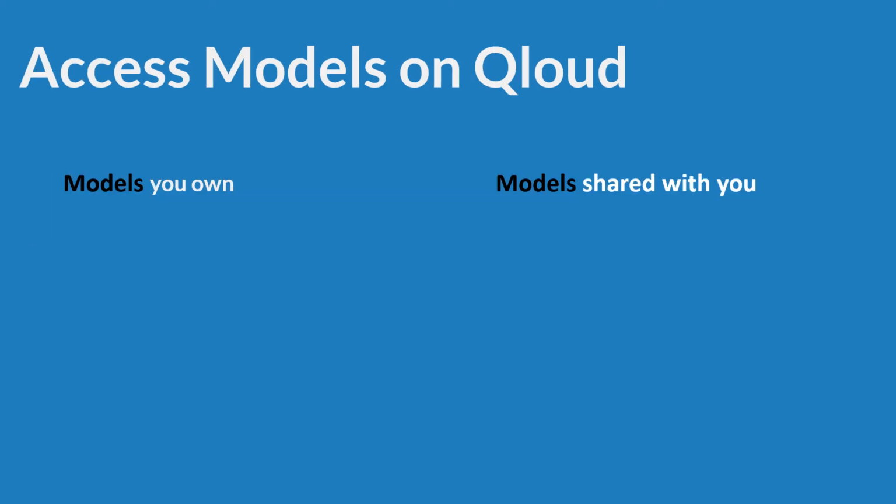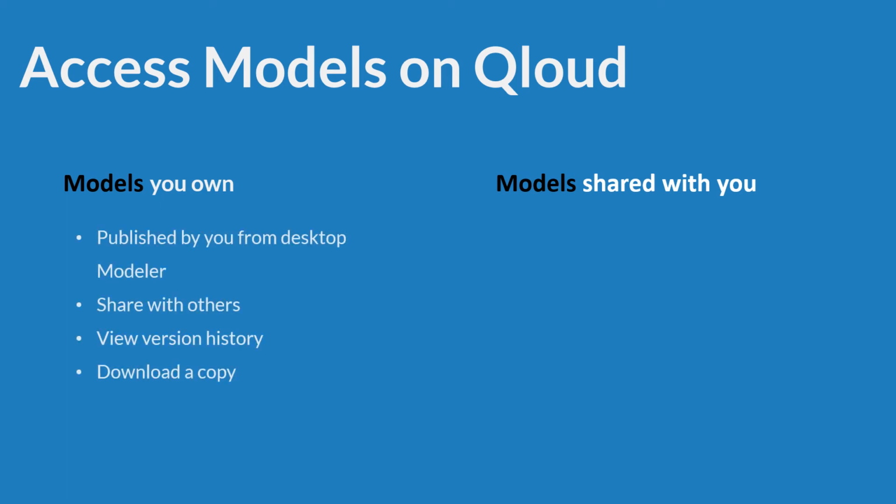Let's review the differences one more time between models you own and models that others share with you. Models owned by you are first and foremost published by you from your desktop modeler application. It's important to note that a model can only have one owner. If you do not have a desktop Quantrix license, you will not own any models on Qloud. The one exception to this is model templates, but more on that in another video. If a model is owned by you, you will be able to open that model and share it with others and assign them roles or access levels for the model.